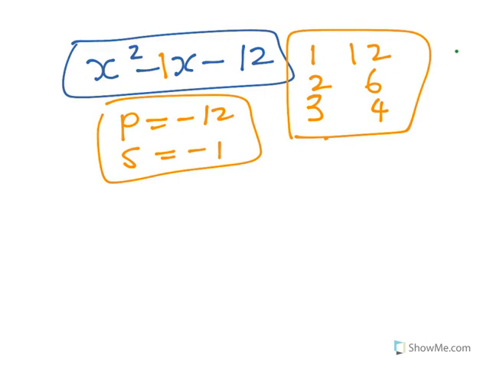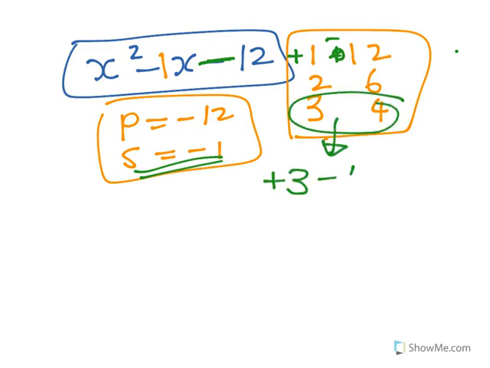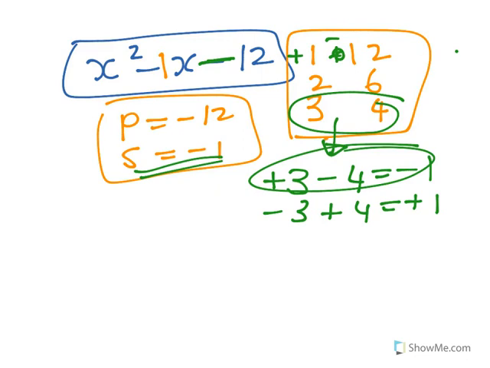Now I've just got to get my signs right. So I want to get a negative product. So I could have minus 1 plus 12, or even plus 12 minus 1. Neither of those is going to give me a sum of minus 1. The only one that has a chance is the 3 and the 4. So you go plus 3 minus 4, or minus 3 plus 4. So it's going to be the first option, plus 3 minus 4, because you get minus 1.